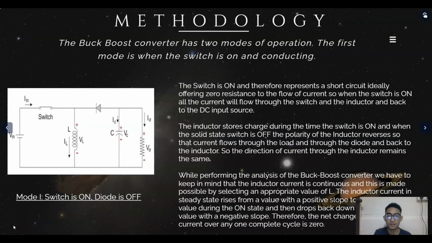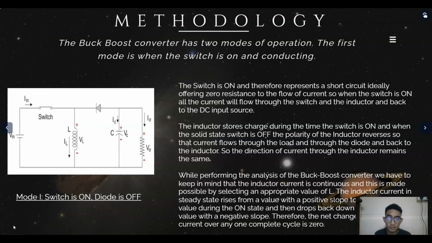My name is Muhammad Ilham bin Muhammad Khalid and I will present about the methodology of our project. The buck boost converter has two modes of operation: mode 1 is when the switch is on and the diode is off, while the second mode is when the switch is off and the diode is on.